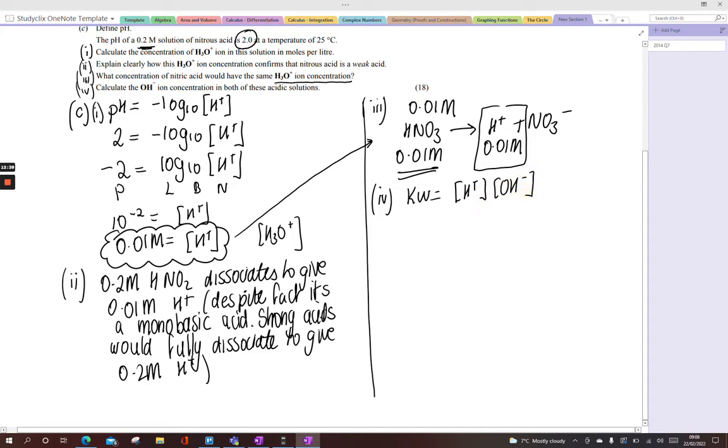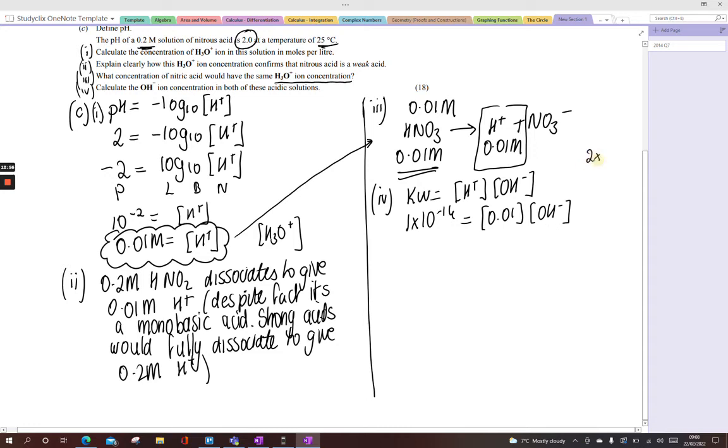Now at 298 Kelvin or 25 degrees Celsius, in which it mentions there, Kw is equal to 1 by 10 to the minus 14. We know the hydrogen ion concentration is 0.01. We just have to work out your hydroxide ion concentration, and that's just like an x.